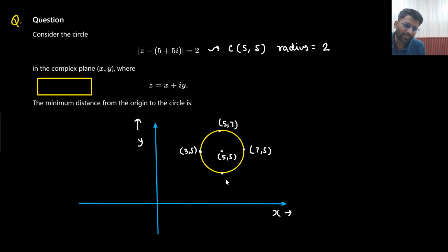5,7. And what will this point become? 5,3. You need to find the minimum distance of this circle from the origin. Just think a bit and let me know, can you draw the minimum distance?